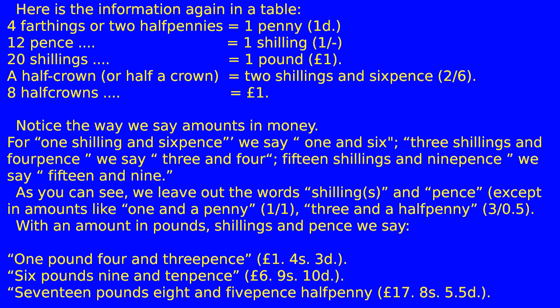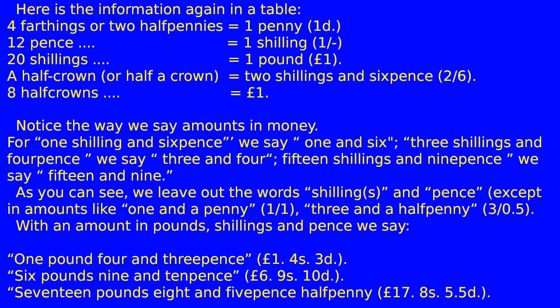Here is the information again in a table. 4 farthings or 2 halfpennies equals 1 penny, 1d. 12 pence equals 1 shilling, 1s. 20 shillings equals 1 pound, £1. A half-crown, or half a crown, equals 2 shillings and 6 pence, 2/6. 8 half-crowns equals 1 pound.